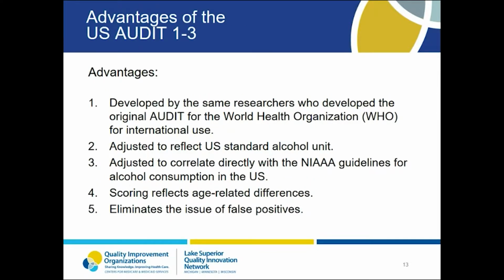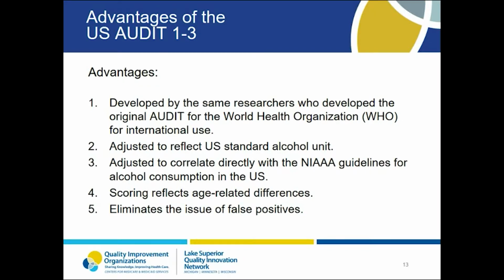Now let's look at the advantages the US AUDIT 1 through 3 provides. First, the US AUDIT 1 through 3 version of the audit tool was designed by the same researchers who initially developed the original audit for the World Health Organization. They knew then that it was not applicable to other nations whose standard alcohol unit was different from the 10 grams that the WHO decided to use, and recommended that the tool be adjusted when used in other countries. This was not done here in the United States until the development of the US AUDIT.